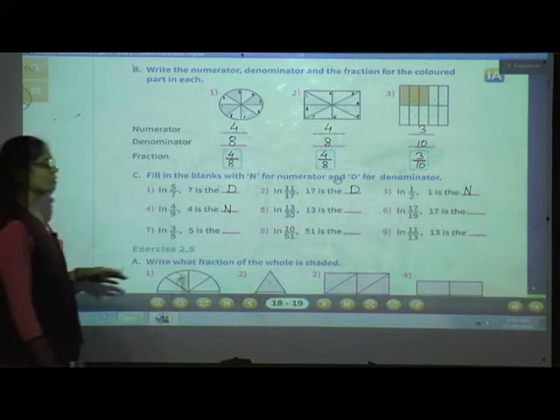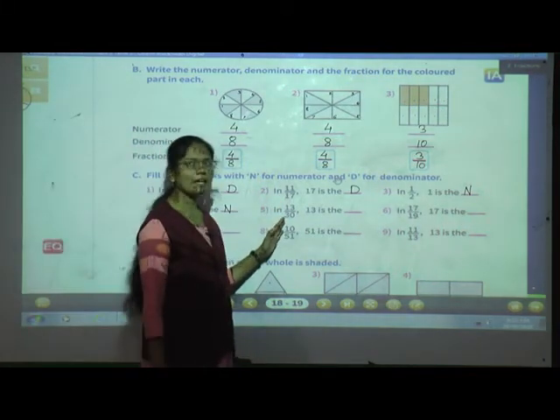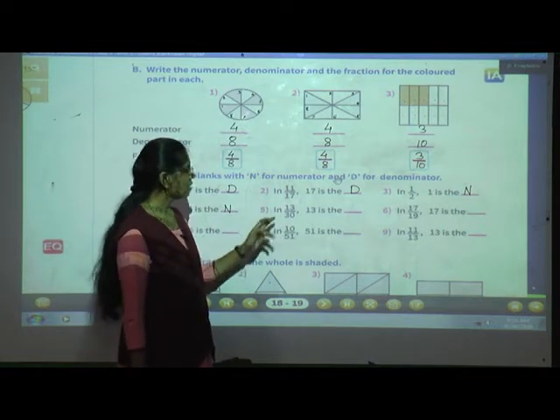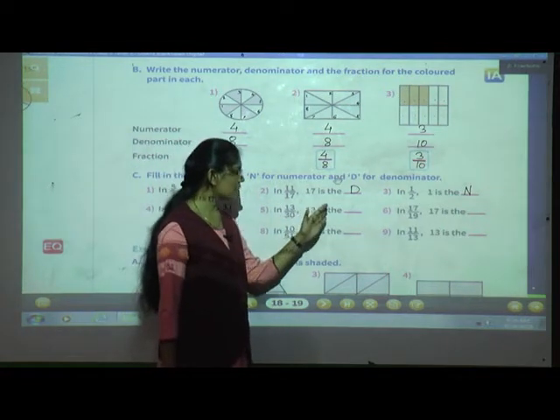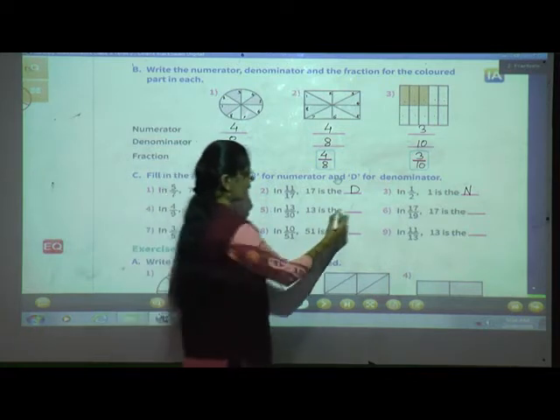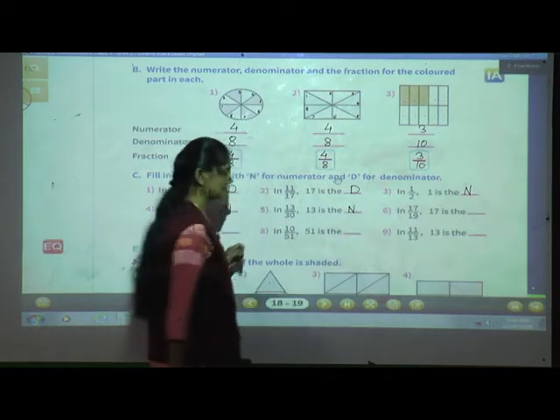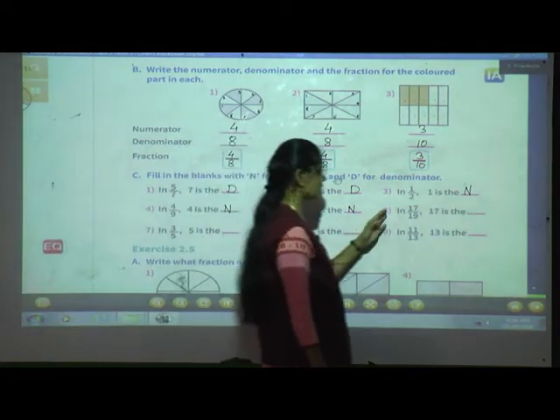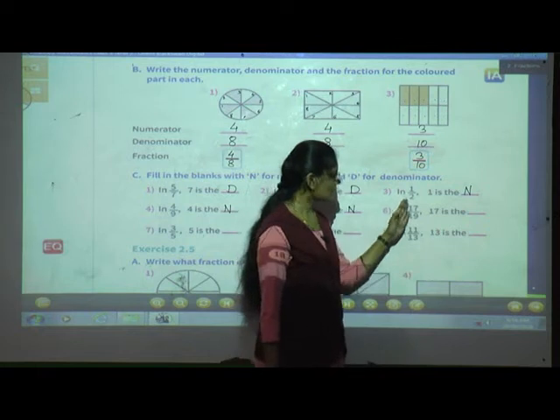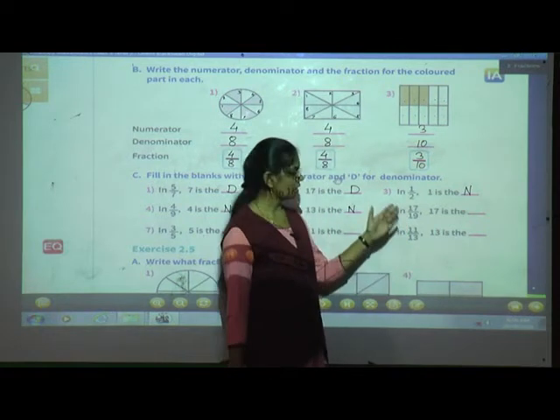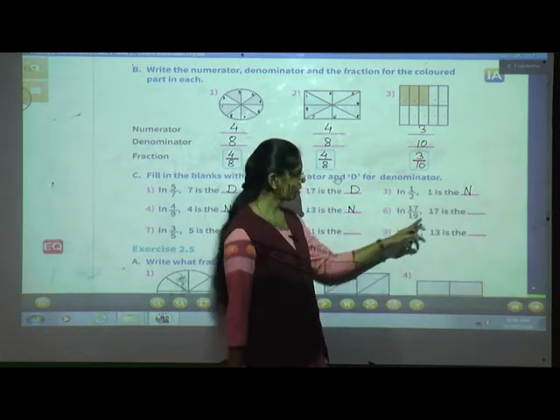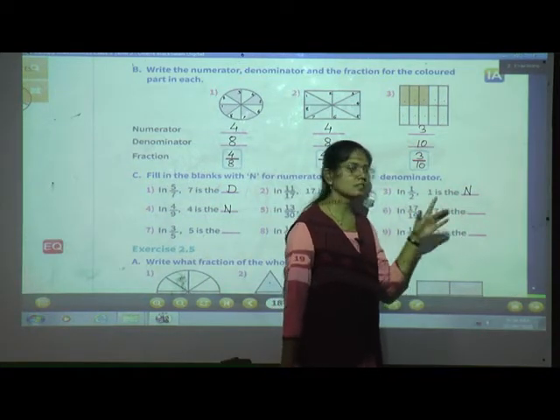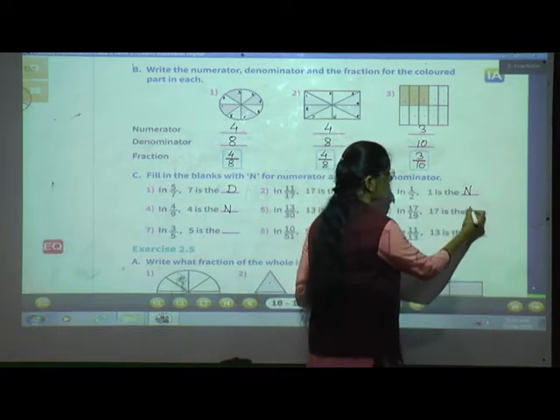Then 13 by 30. In this fraction 13 is the numerator. So we'll write here N. Then next, that is sixth one. In 17 by 19, 17 is the numerator. So write here N.